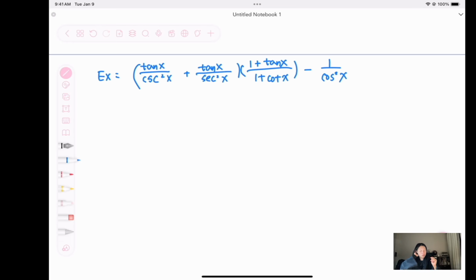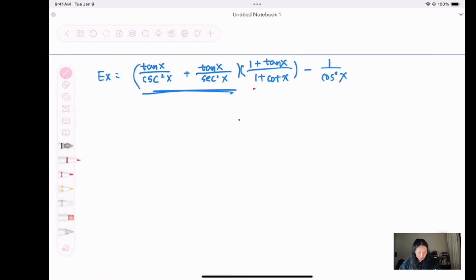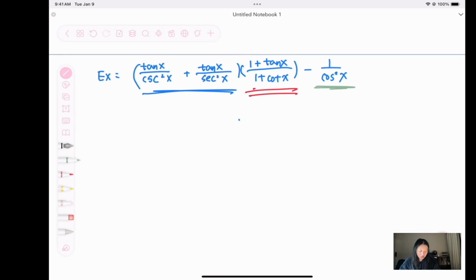For me, how I want to work on this problem is I simplify term by term. So here is one term, I'm going to simplify this first, using a different color. And then this is the second term, I'm going to use red. And the third term is quite straightforward. It's just 1 over cosine square, which is equal to secant square. So let's work on the first term.